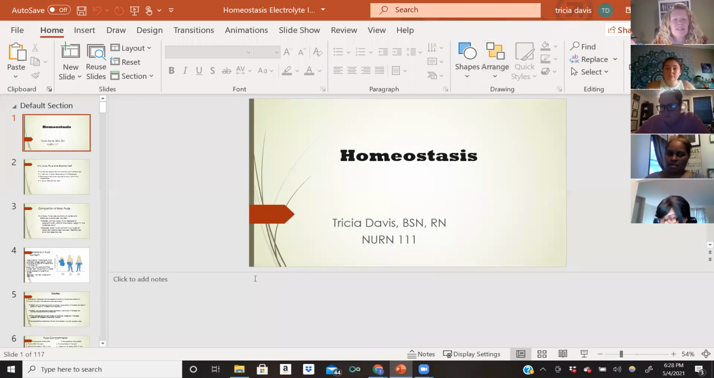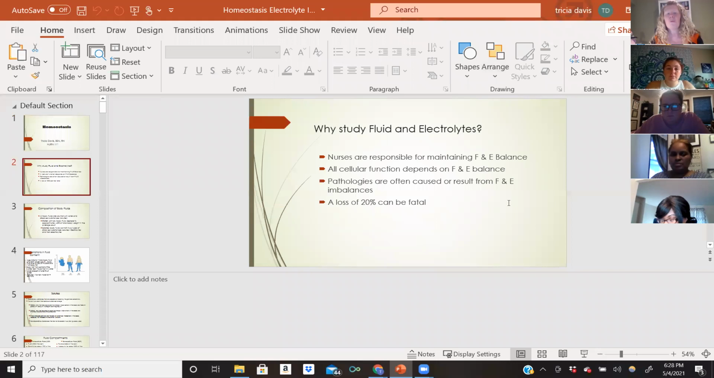All right, so homeostasis. Why do we need to study fluid and electrolytes? It is our job as the nurse to maintain all of our patients' fluid and electrolyte balances, right? We want to monitor their intake, their output. We want to make sure that everything is balanced. If we don't have proper fluid and electrolyte balance, our cellular regulation is going to be impaired. All the functions of our body, in order for them to work appropriately, everything needs to be balanced.